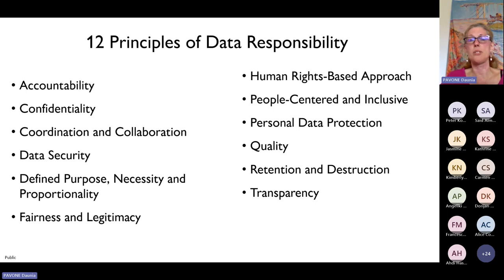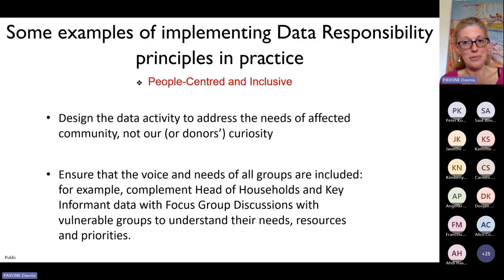But I want to look at some of these principles in practice, assuming that you're very familiar with some of them already. I wanted to ask you if you had any idea of how to implement in practice the people-centered and inclusive principle. What does it mean in practice to make sure that our data activities are people-centered and inclusive? Maybe something that you can think about, but also probably something you already do. And Francesco has put the data responsibility guidance in the link. Catherine as well, thank you. So what does it mean? How do you in practice ensure that your data activities are in line with this principle, are people-centered and inclusive? Is there anything that you already do, or that you would like to do, that we can use as an example for the others?